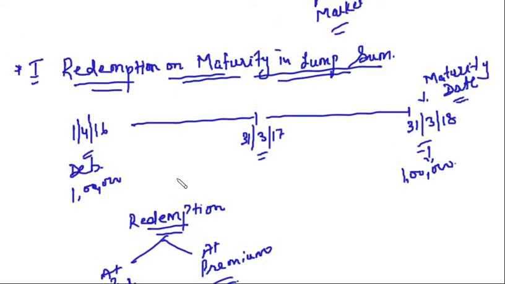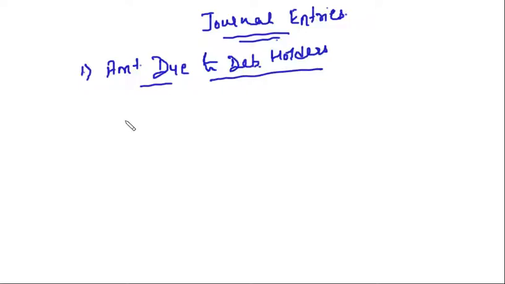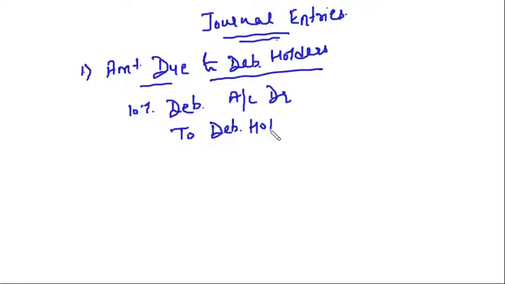Now let's see the journal entries in this case, redemption on maturity in lump sum. The journal entries will be, first, amount due to debenture holders. This will be 10% debentures account debit to debenture holders account. Why debenture holders account? Because debenture holders become our creditors. It becomes the liability. So debenture holders will be credited and 10% debentures will be debited.